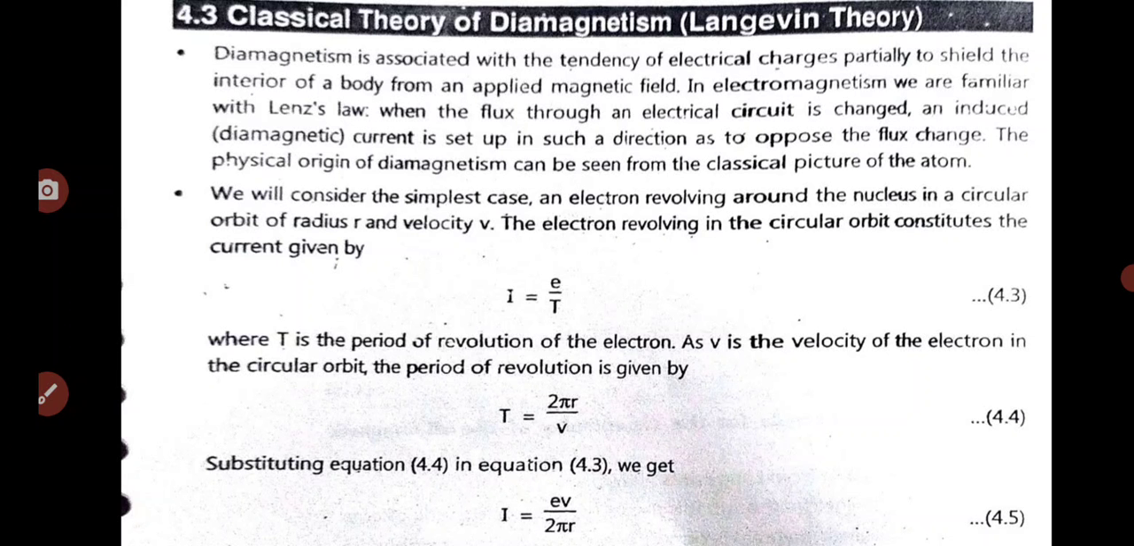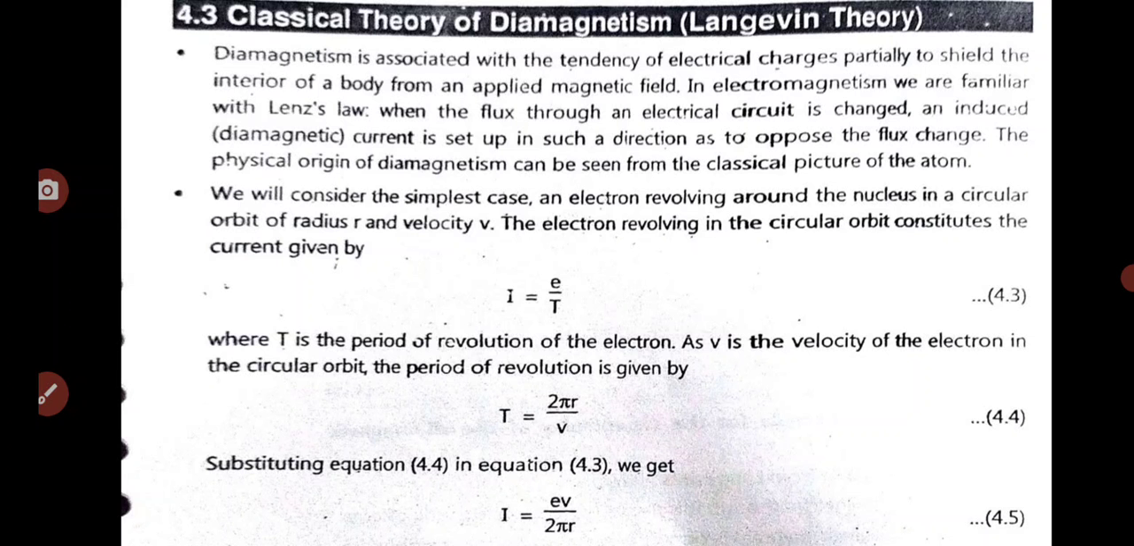So we are familiar with Lenz's law. It depends upon the flux through the electrical circuit being changed, and an induced diamagnetic current is set up in a direction opposed to the flux change. So that magnetic current is considered as I, and the relation between this I and Lenz's law depends upon the following.